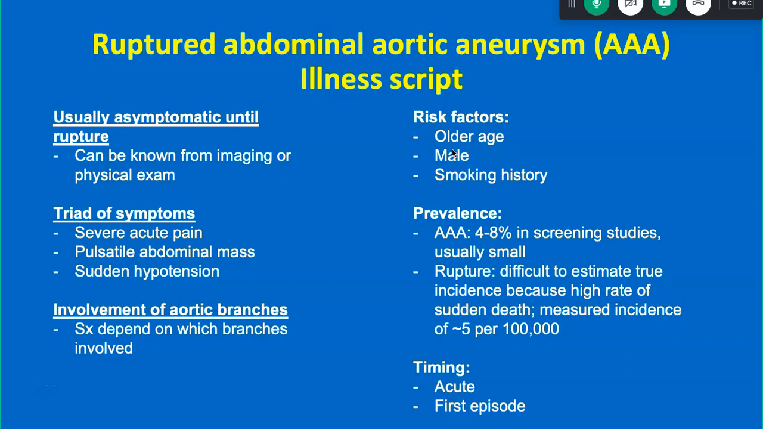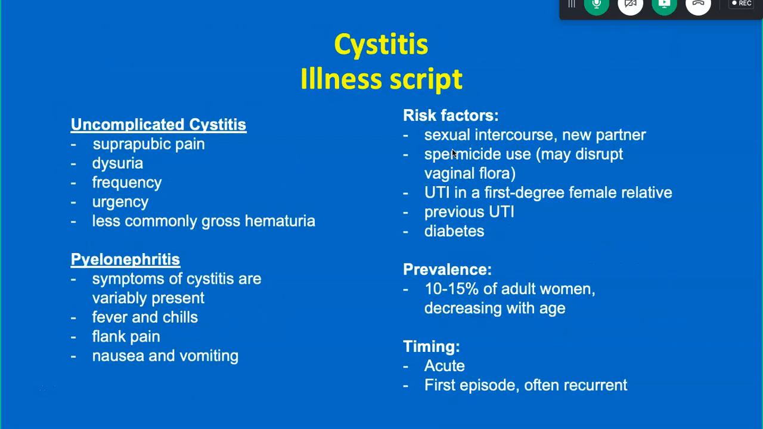And the true incidence of rupture is difficult to estimate. Most patients, I think it's about 50% or so of patients, don't make it to the hospital. These can be very fatal. The measured incidence is about 5 per 100,000, but it's likely much higher than that. And the timing is going to be acute, and it's going to be a first episode diagnosis.